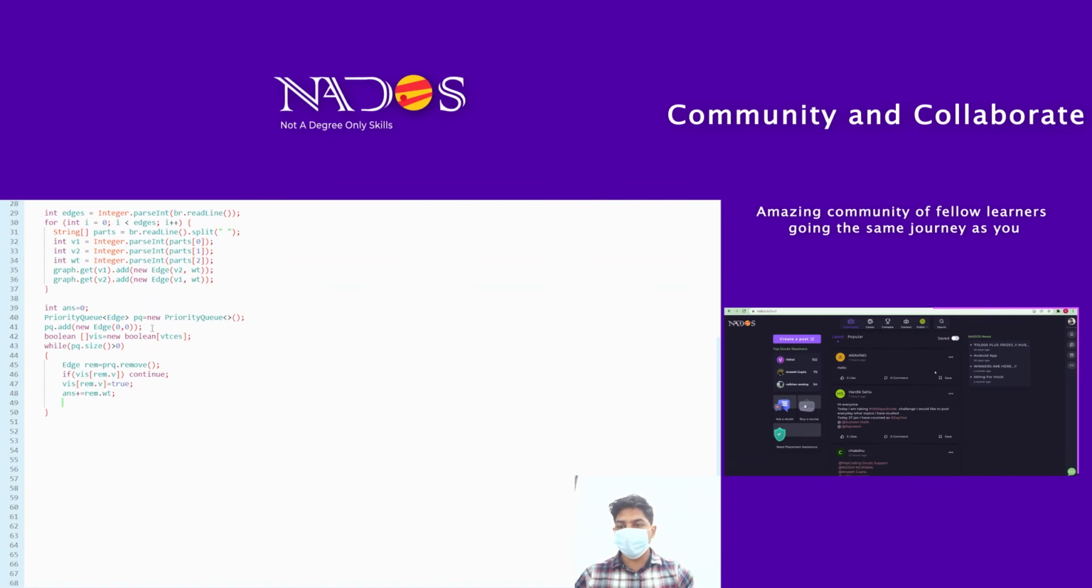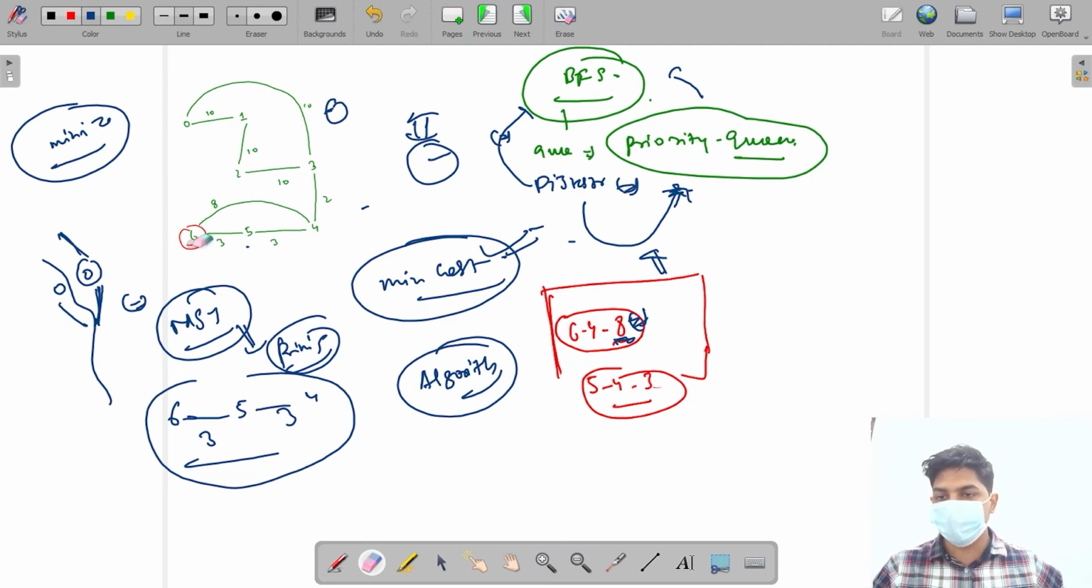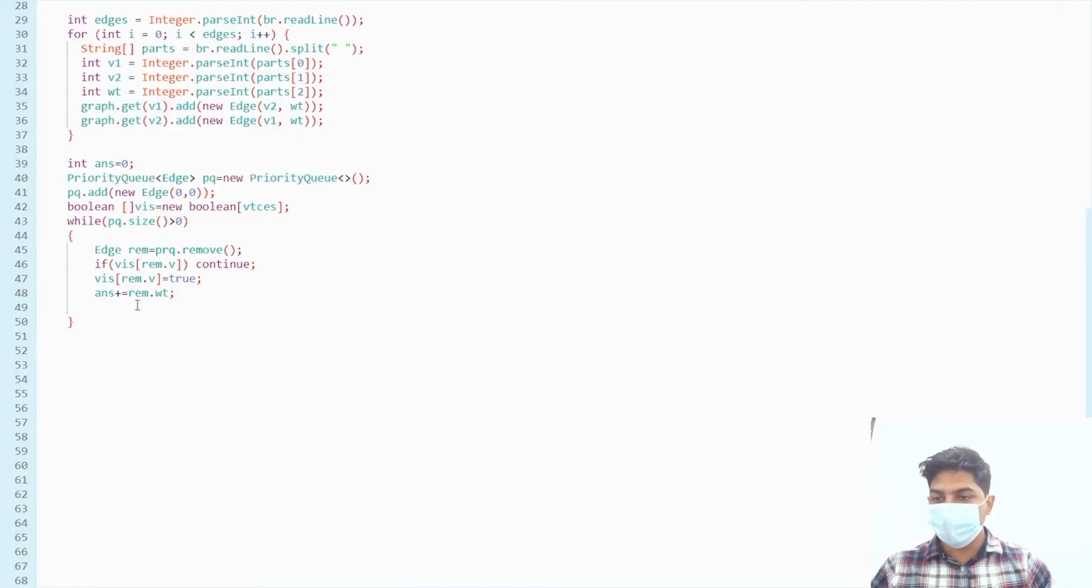After that, we will add its neighbors, all the neighbors, like what we were doing over here. When I was on the 6, I was adding the neighbor 8 and the neighbor 5 into the priority queue. So we will do that again over here also.